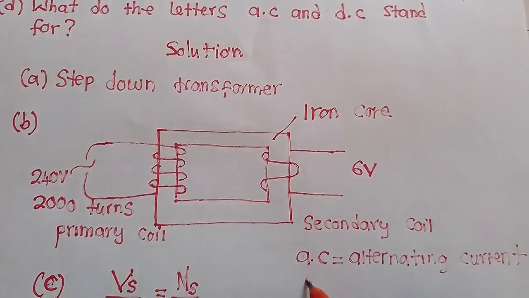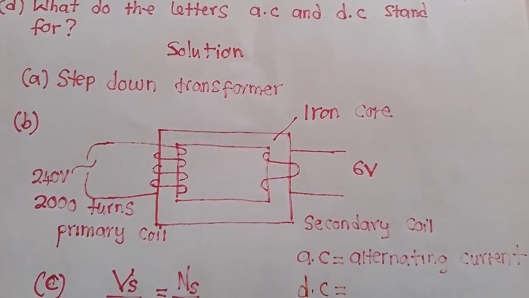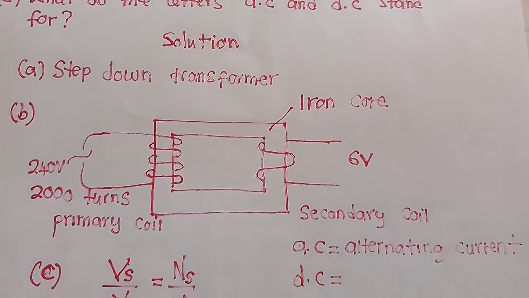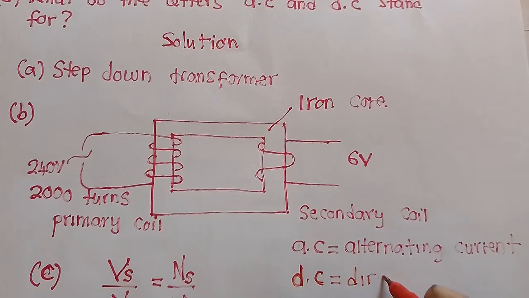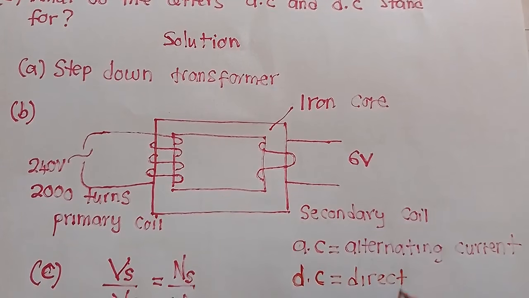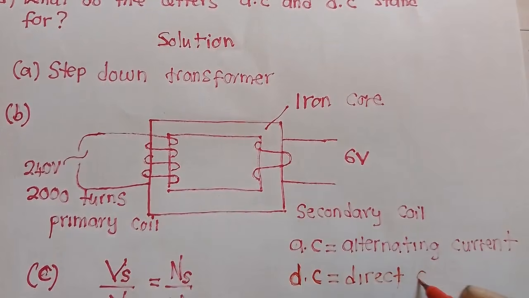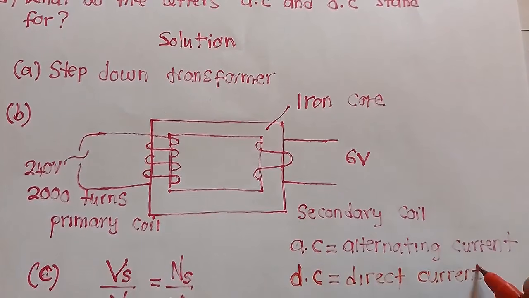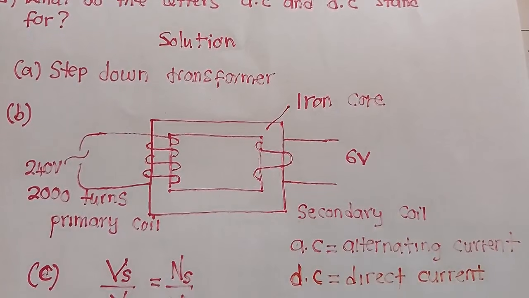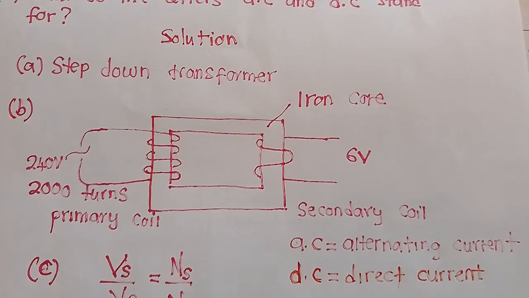Then DC. What about the DC? What is DC? This is direct current. So this is the direct current. Direct current. These are things that we need to know. So we've answered this particular question.